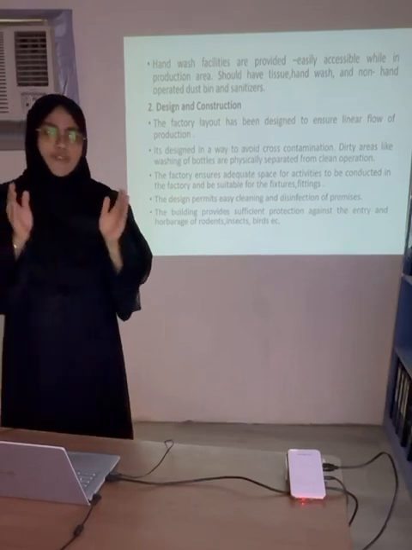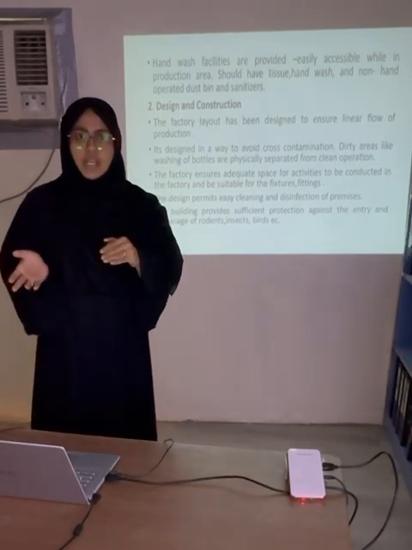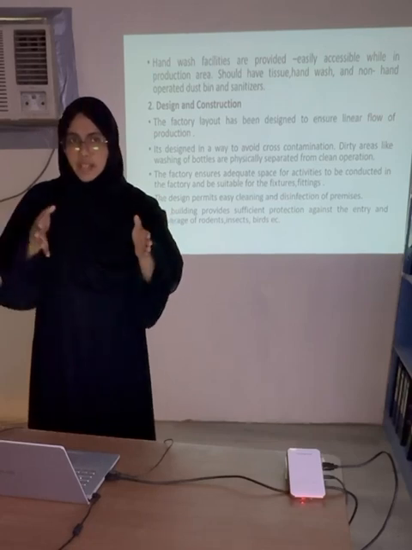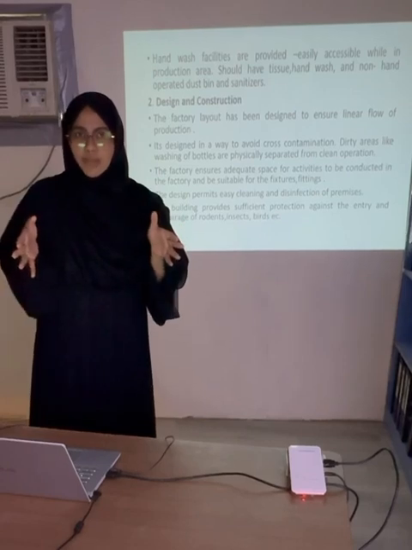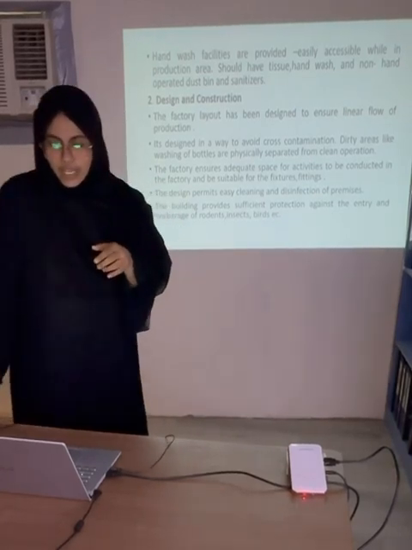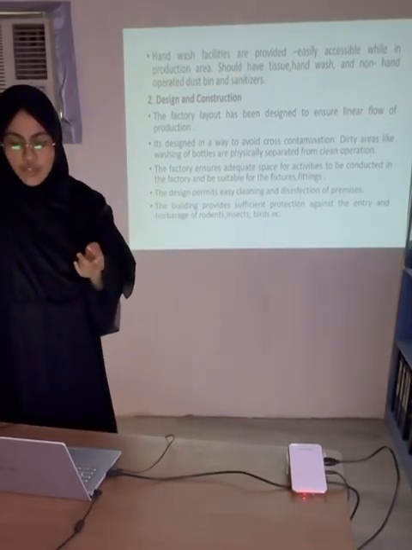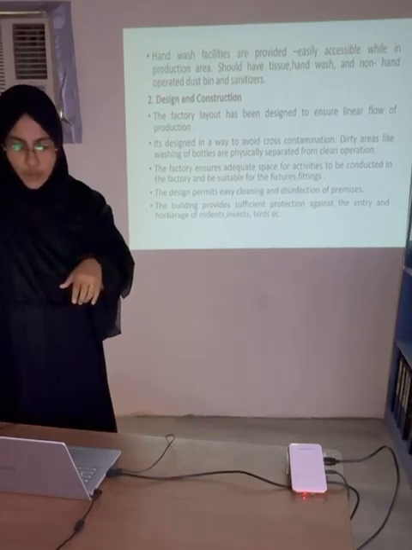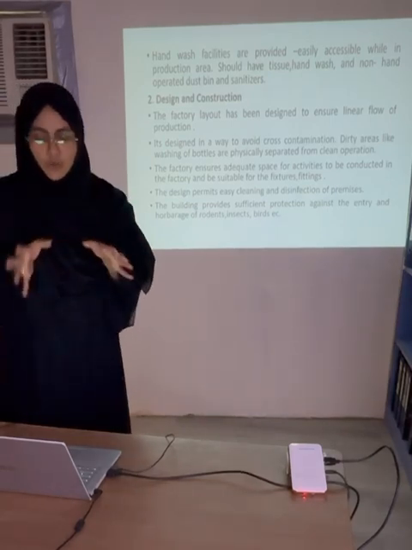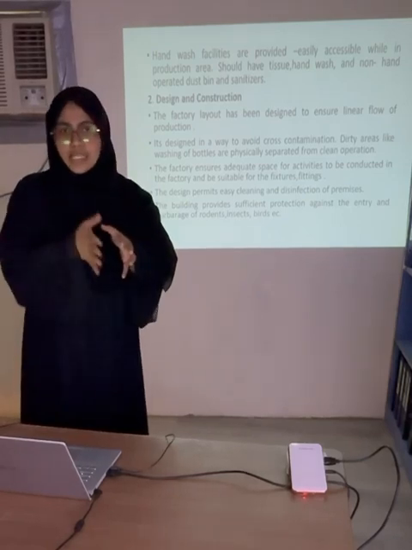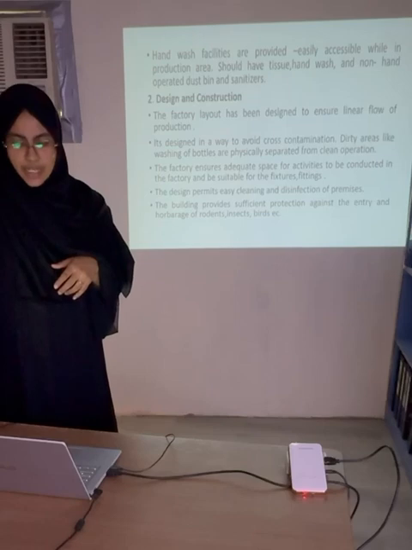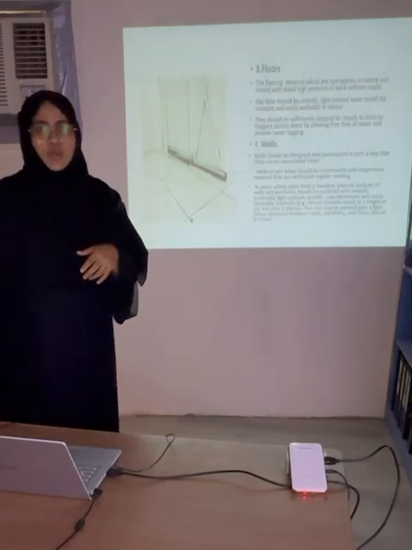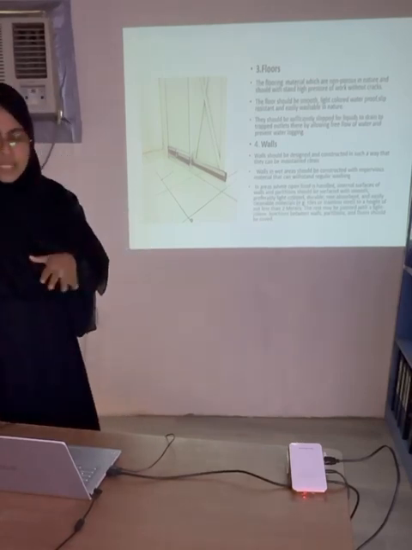If the factory has 3-4 machineries, there should be enough spacing, so one machine and another machine should have a minimum gap. It should be there within the production area, and it should be suitable for fixtures as well as any other fittings. It should not be too crowded or too congested. It should be easy to move around also. And the building provides sufficient protection against entry of pests, especially rodents, insects, etc. So the pest monitoring system should always be alert.